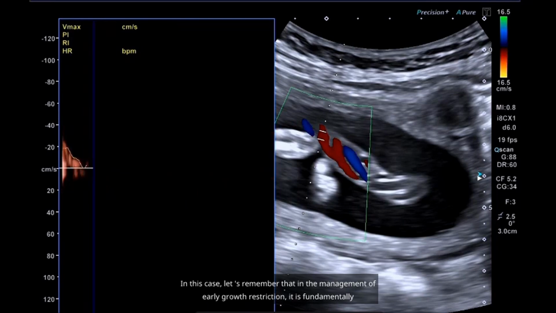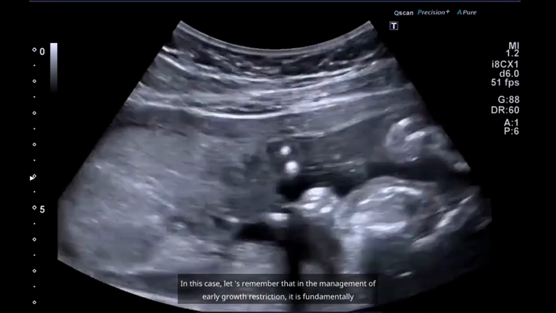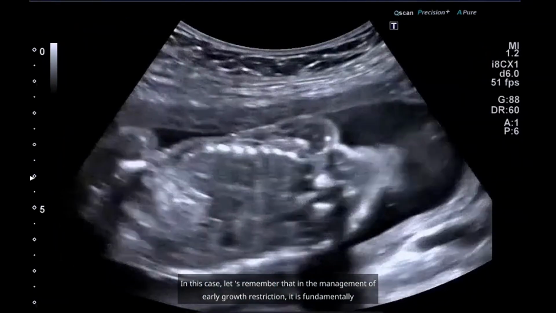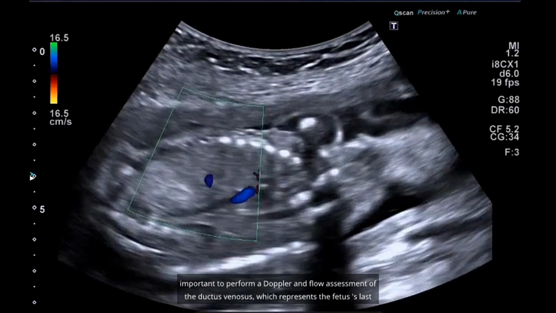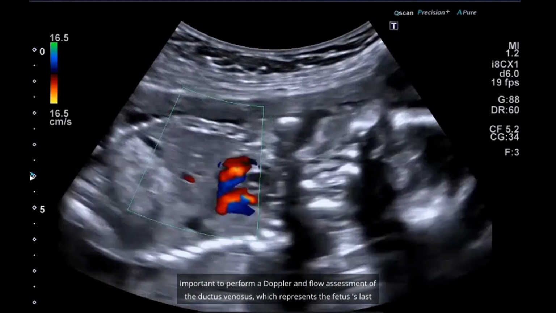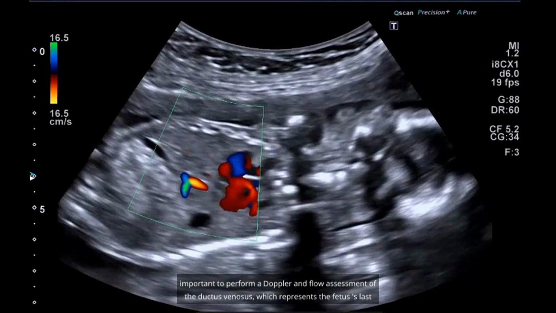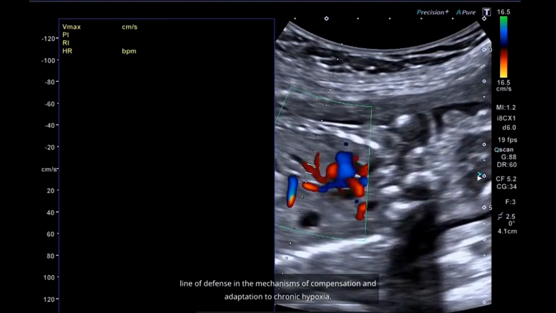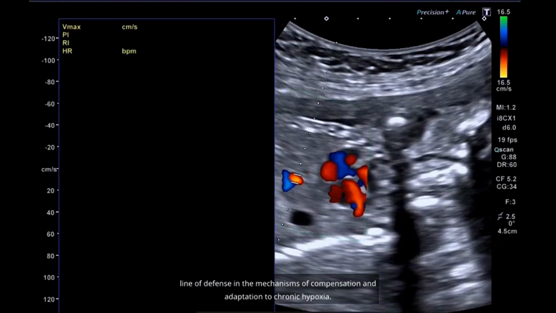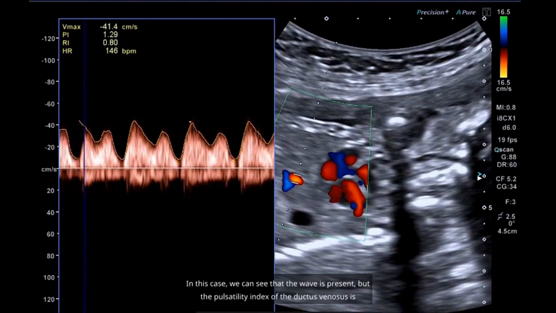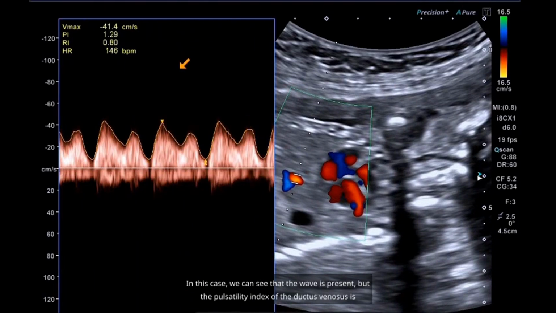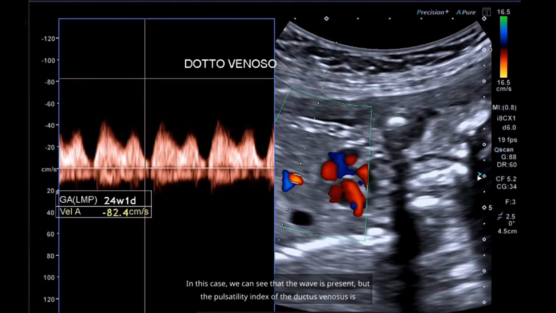In this case, let's remember that in the management of early growth restriction, it is fundamentally important to perform a Doppler and flow assessment of the ductus venosus, which represents the fetus's last line of defense in the mechanisms of compensation and adaptation to chronic hypoxia. In this case, we can see that the wave is present, but the pulsatility index of the ductus venosus is increased.